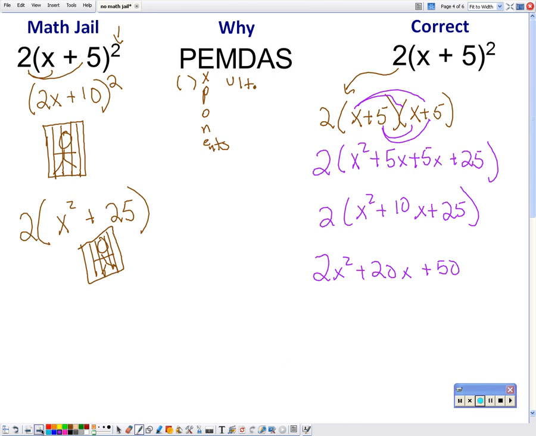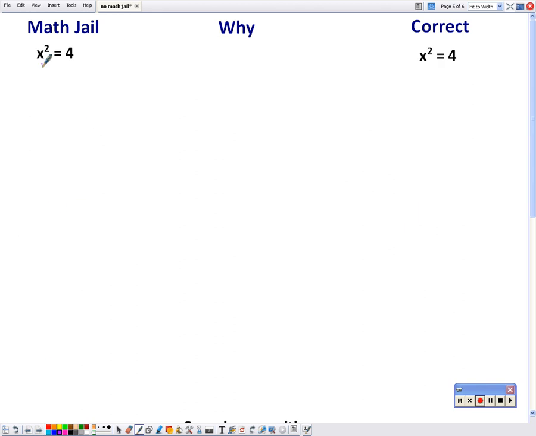Another way people have been going to math jail is when solving equations like x squared equals 4. The correct way to solve this is to either take the square root of both sides or to raise both sides to the 1/2 power, if you have learned rational exponents. Math jail is when you take the square root of both sides and you get x equals 2 only. This will put you in math jail. Why?